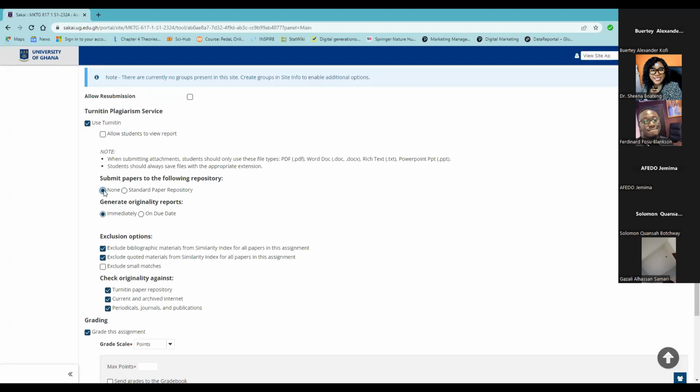So that you can be able to resubmit your work again, and it will not see that you are plagiarizing. So every time you resubmit your work, make sure you go and check this option and make sure that you have selected none, so that it does not see that you are plagiarizing yourself. Otherwise, you start getting 80% and 90%. Meanwhile, it's your own work.